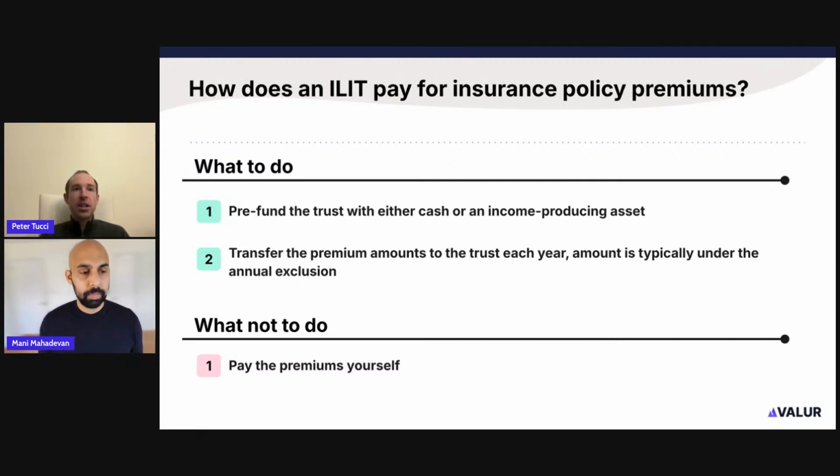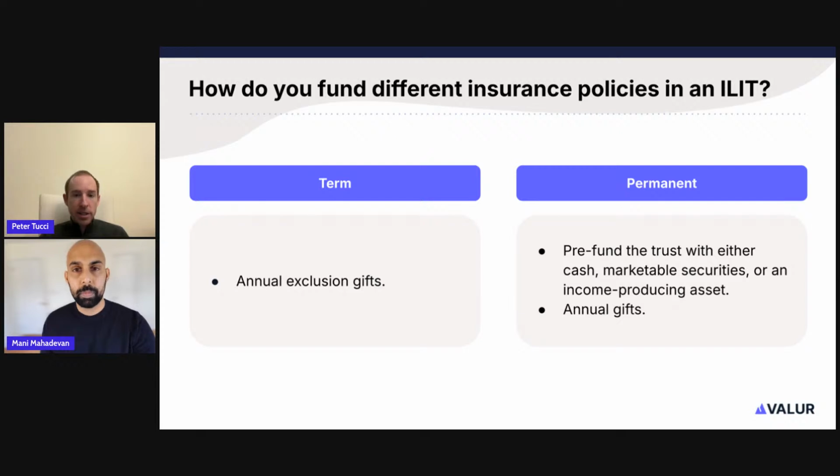So the basic idea is, let's say you have a term policy, and you create an ILIT for the benefit of your 2 kids. You put the term policy inside of it. The annual premiums are $25,000 a year. You can just make $25,000 gifts to the trust each year, and those can be annual exclusion gifts, so they don't use any of your lifetime exemption amount, and the trust will have enough money to pay the premiums itself.